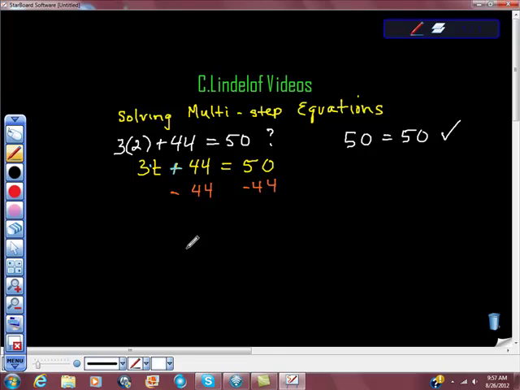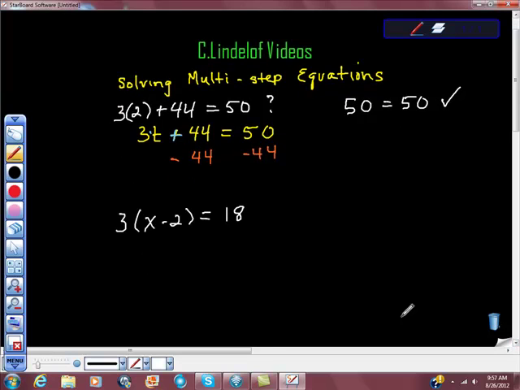Let's try another one. Let's try 3 times x minus 2 is equal to 18. There are many ways to do this problem. I'm going to do this the most straightforward way I can. So if you're thinking of another way to do this, you can go ahead and do that, but I'll let you know the reason I didn't do it that way was for a reason. So let's try this.